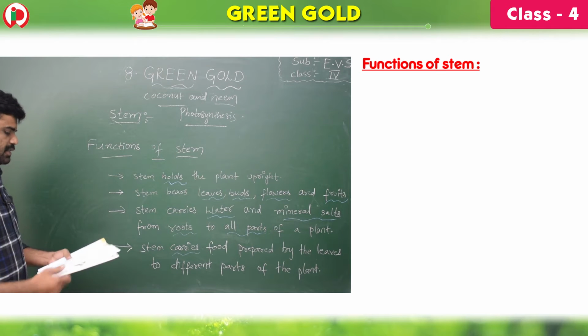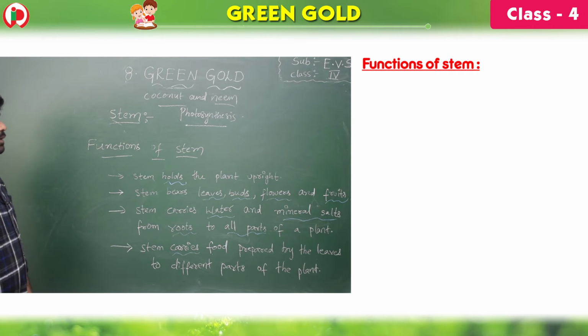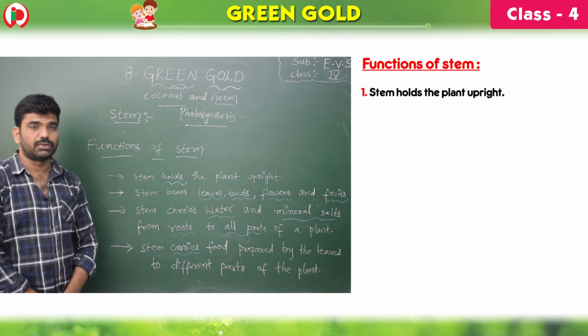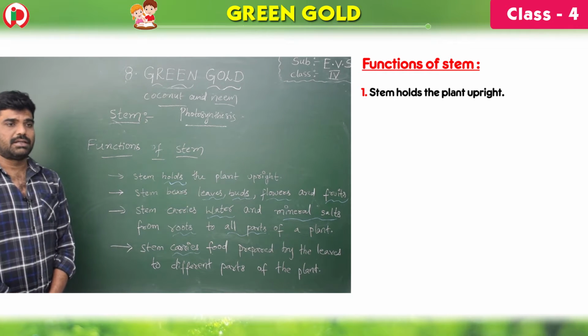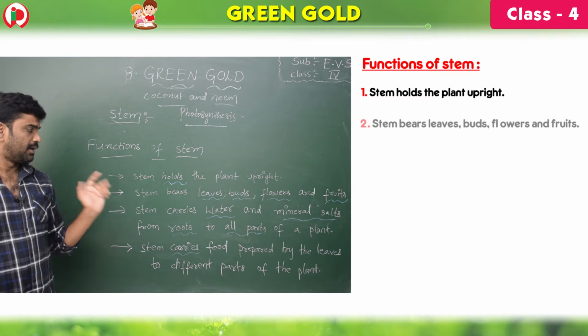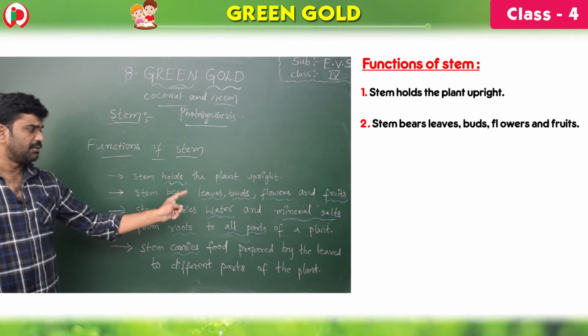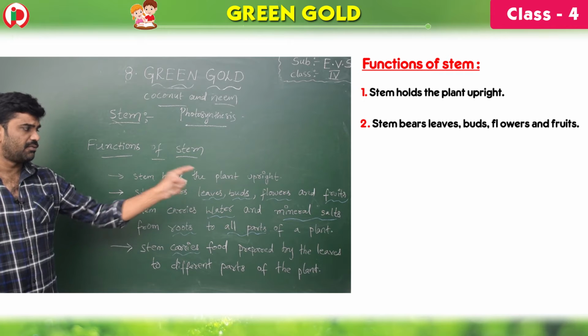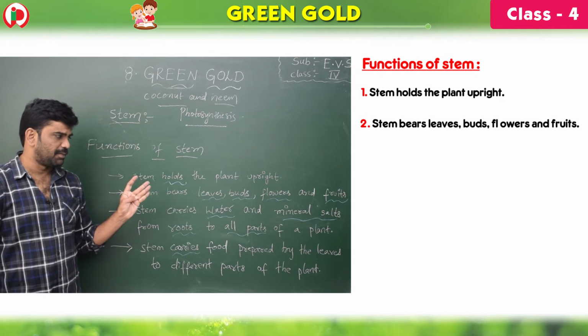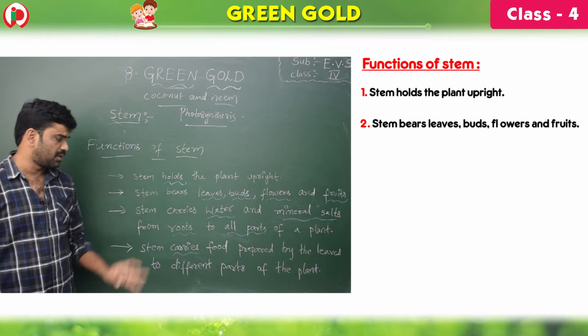Now, children, let's see the functions of the stem. Stem holds the plant upright. Yes, this is a very true statement. Why? Because the stem makes the plant erect. Next one, stem bears leaves, buds, flowers and fruits. So the leaves, and even buds, flowers and fruits also, are grown on the stem.